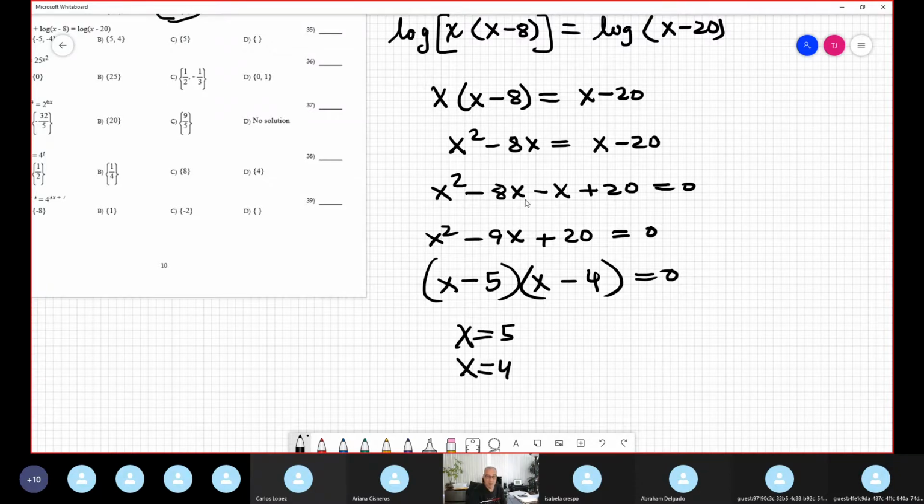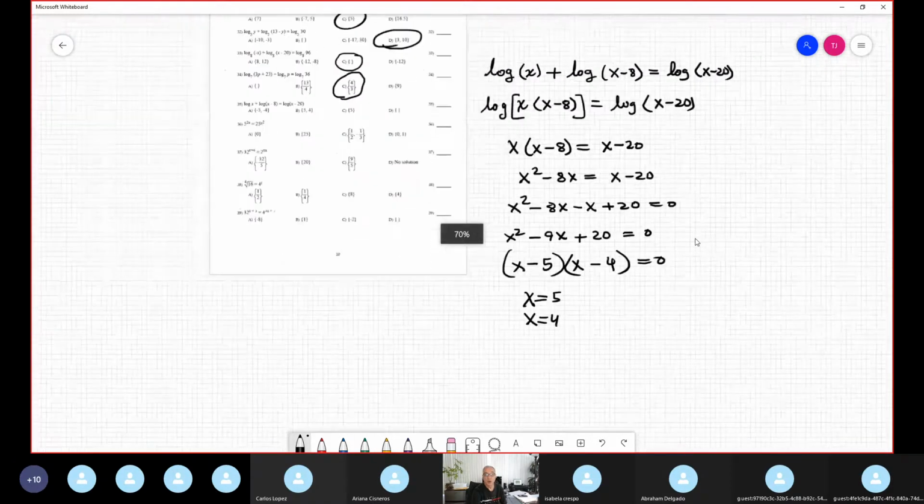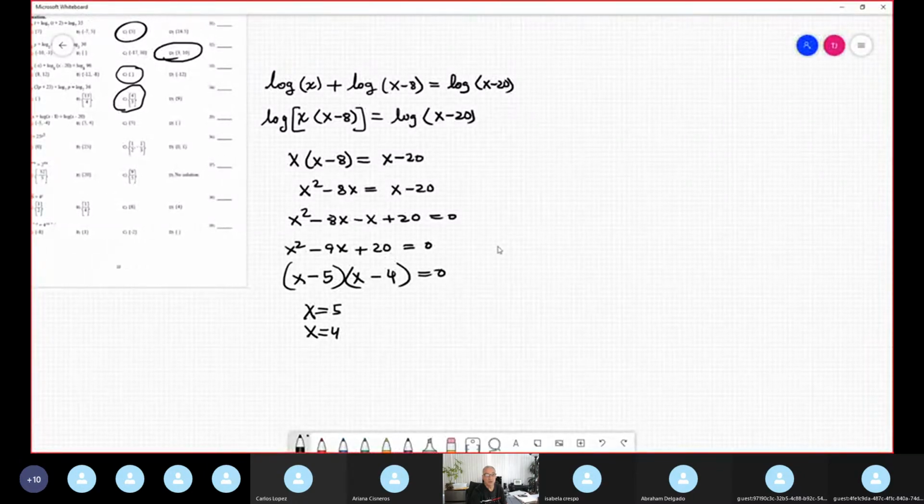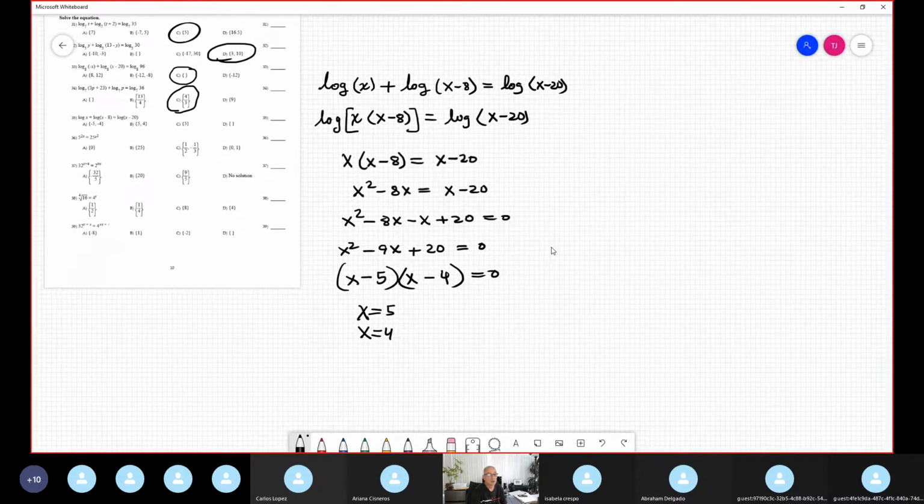Maybe both solutions work or not. I don't know. You go to the original and prove. See, work or doesn't work. Wow, what do you think? Well, when you plug it in here, no problem. But when you plug it in here, 5 minus 8 is negative 3. And 4 minus 8 is negative 4. So no solution. Look at that. No solution.